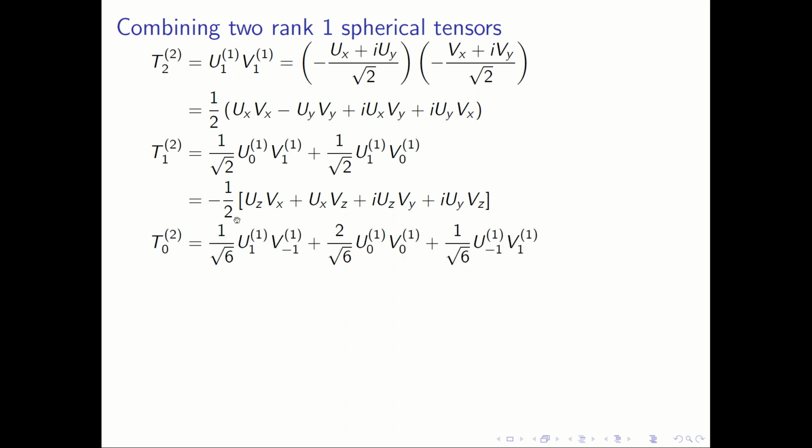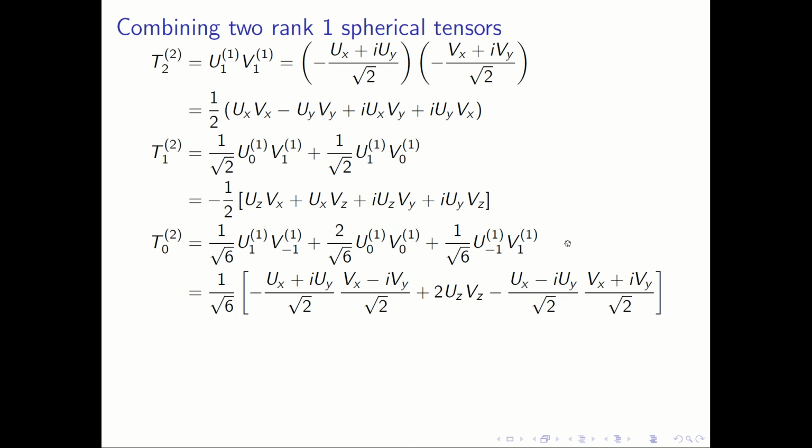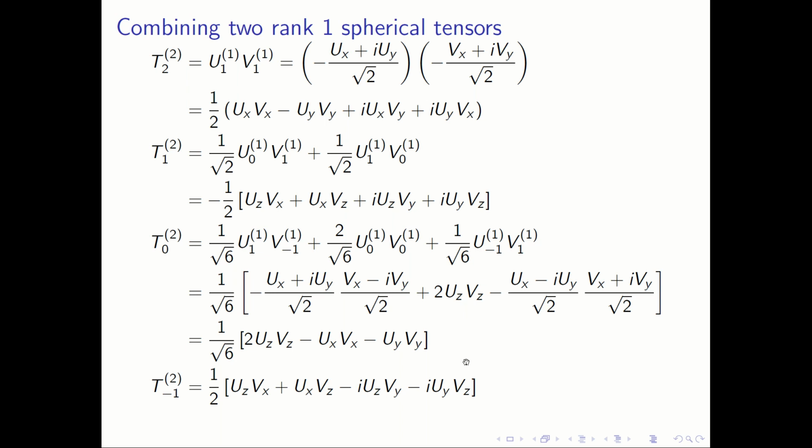Similarly, T2 0 can be easily figured out. Same Clebsch-Gordan coefficients: 1 by root 6. There you had 1 minus 1 plus 2 by root 6 0 0 plus 1 by root 6 minus 1 1. Just completely go parallel to that, and once you put in the expressions for each one of them, it's pretty easy to see that this is the expression you're going to come up with. I'm not bothering to work out the other two, they're pretty straightforward, and you can almost completely write them down just from what you had already done. These are the two extra components.